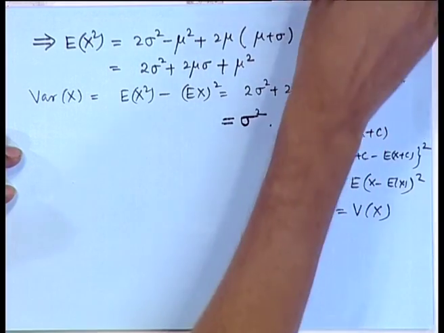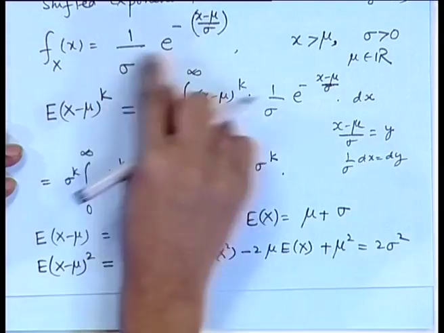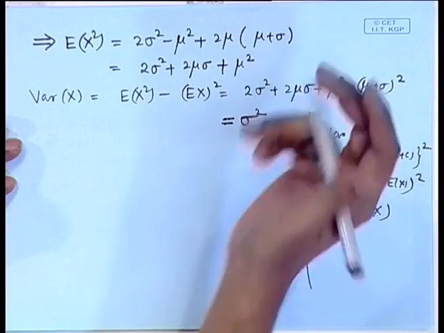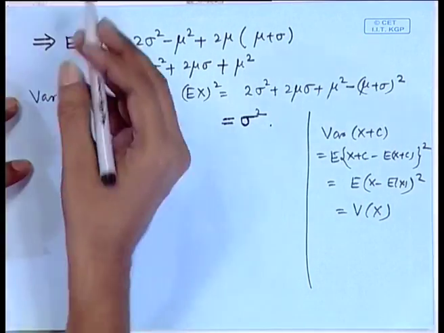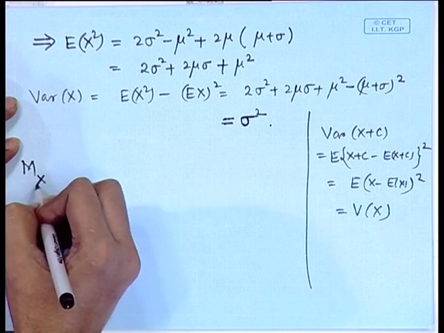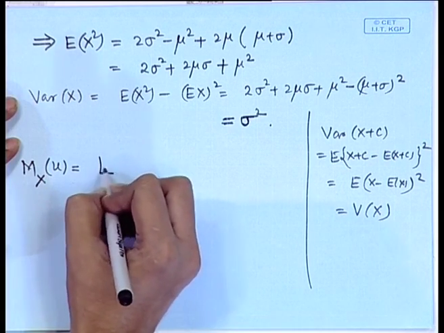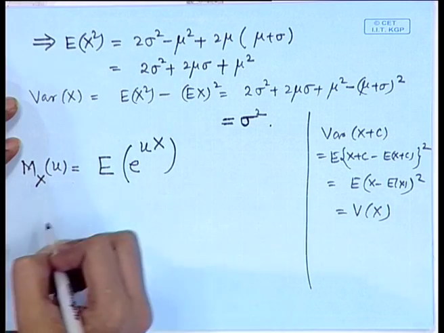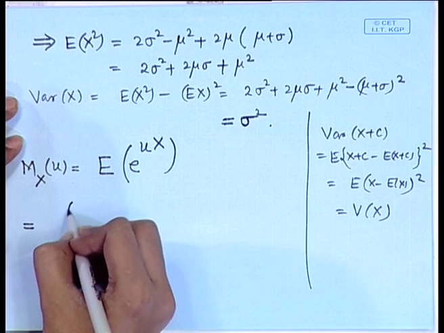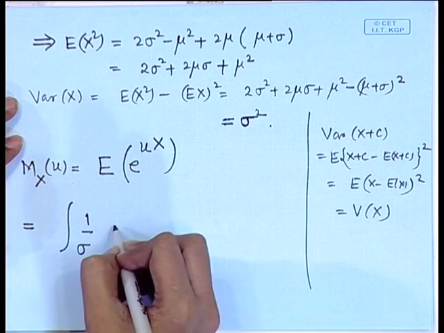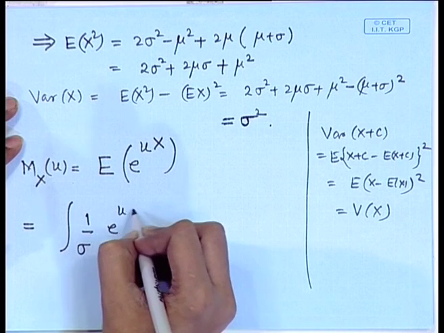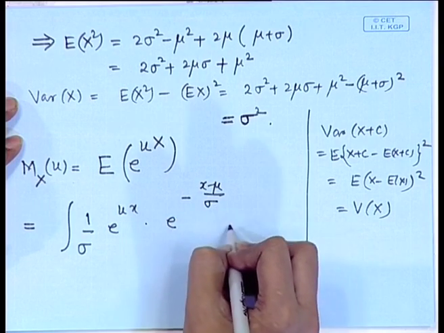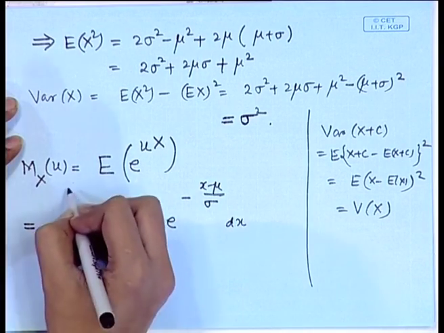We can consider here the moment generating function of this and also the moment generating function of the original exponential distribution. So, let us look at this moment generating function at a point u. It is equal to expectation of e to the power u x. So, this is equal to integral of 1 by sigma e to the power u x e to the power minus (x minus mu) by sigma dx, from mu to infinity.